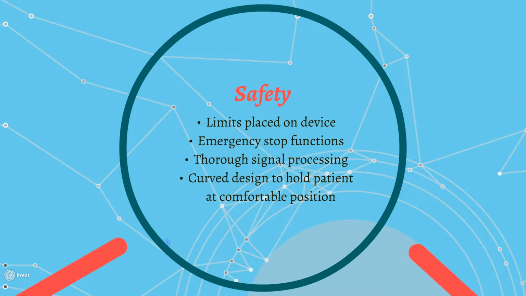To ensure safety, rotation and declination limits have been placed. The emergency stop function, blinking 3 times in a specified interval, results in a strong signal that allows the user to halt all movements of the Freedom Bed. Additionally, the curved design with side bolsters will keep the patient in a comfortable and safe position.